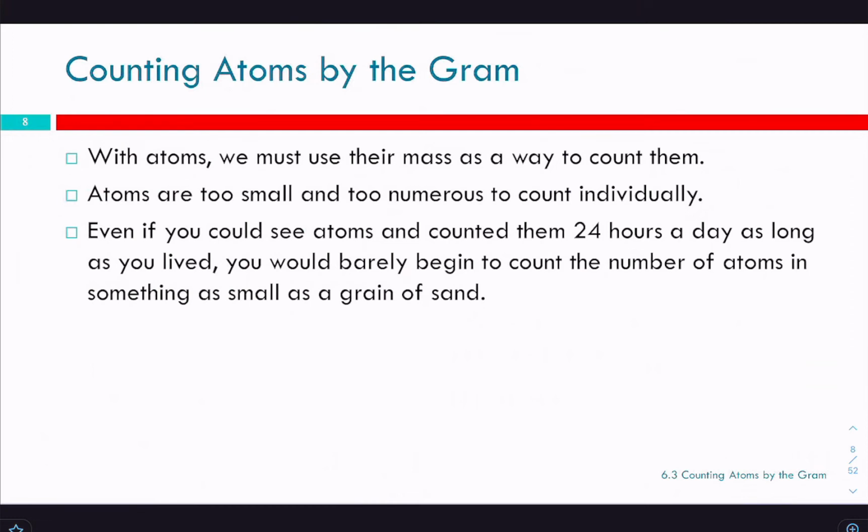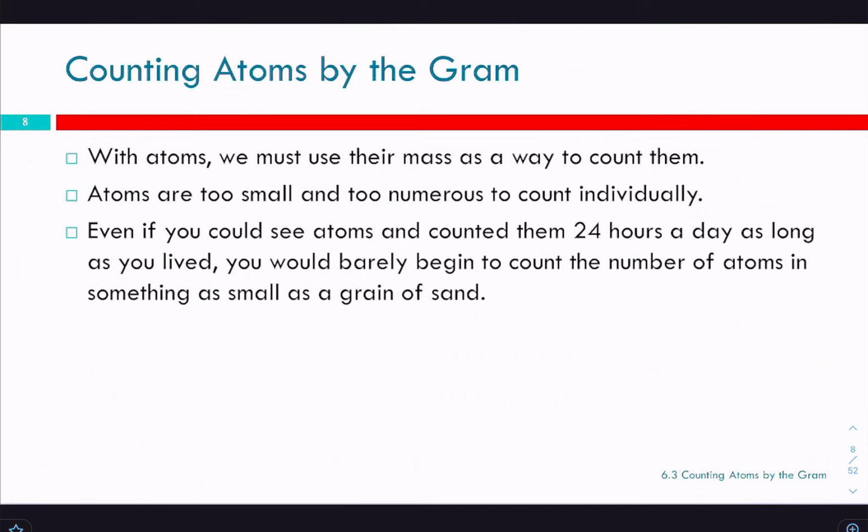So with atoms, we're going to be doing exactly the same thing, except we're going to say how many atoms are there in a gram? Or really what we do is how many grams of atoms are there in 1 mole? But atoms are too small and too numerous to count individually. So even if we wanted to, you couldn't count out individual atoms. And if you did, if you could see atoms and counted them 24 hours a day, as long as you lived, you would barely begin to count the number of atoms in something as small as a grain of sand.